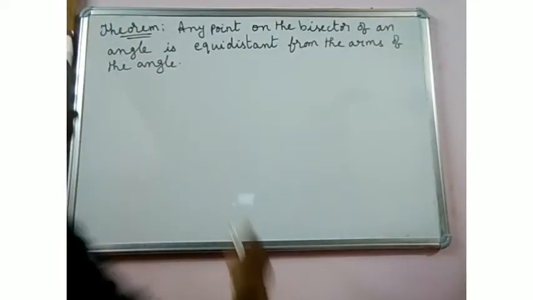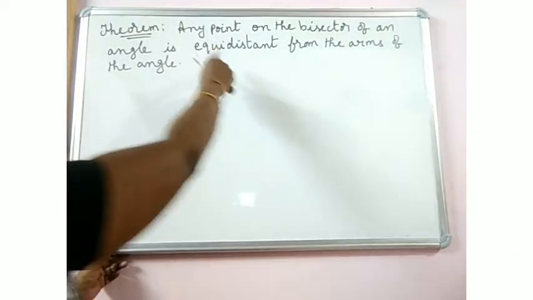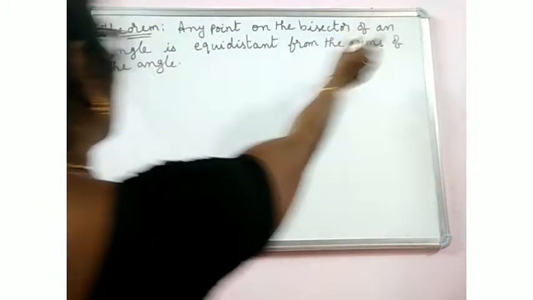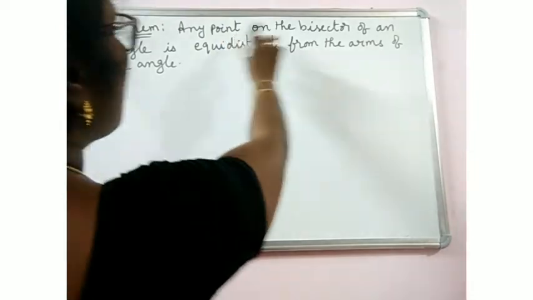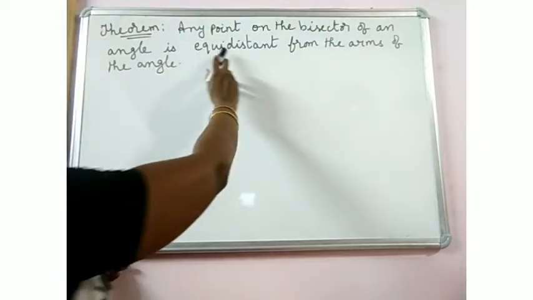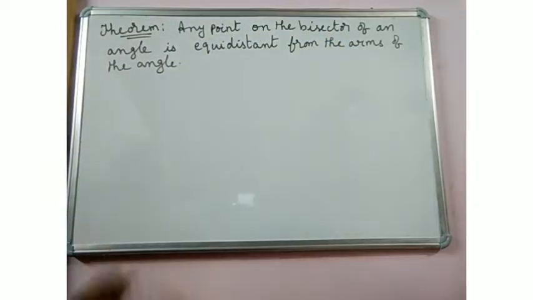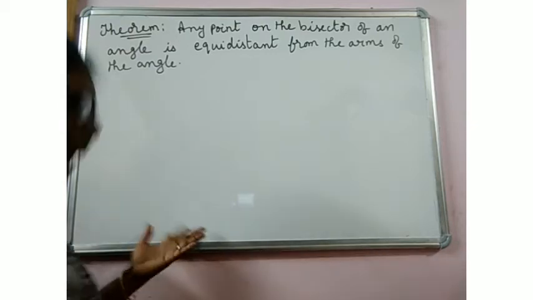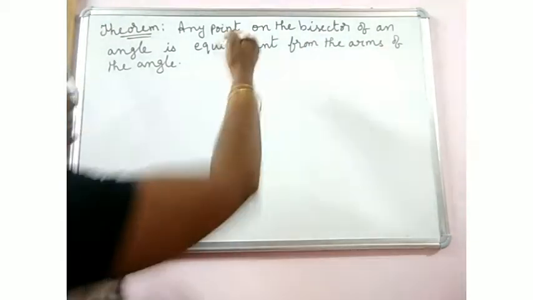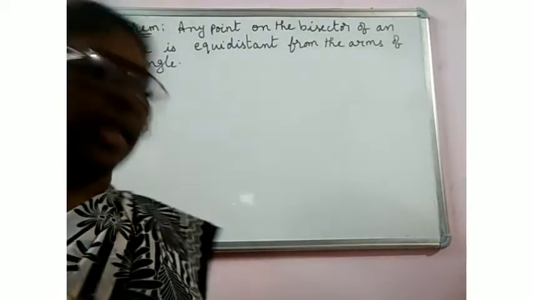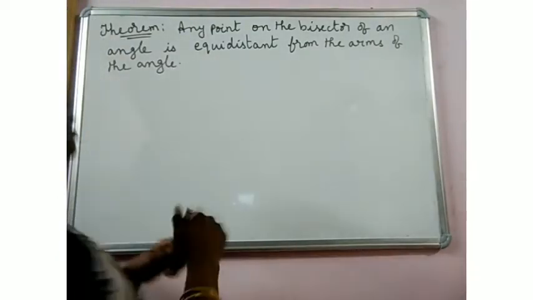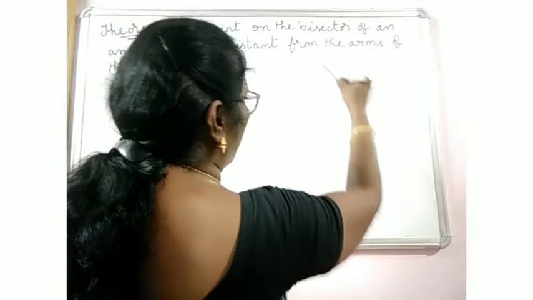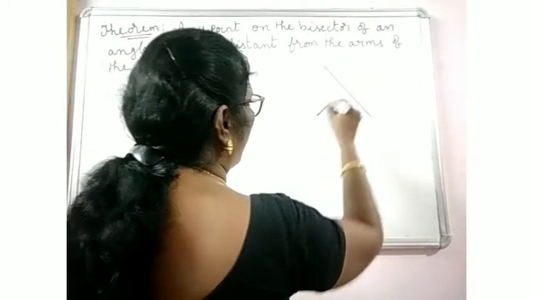So the converse of this theorem is, any point on the bisector of an angle is equidistant from the arms of the angle. Here only angle is given, or we can write when two lines intersect each other, angle is formed. That way also we can do converse of the theorem. Now let us write there like that.